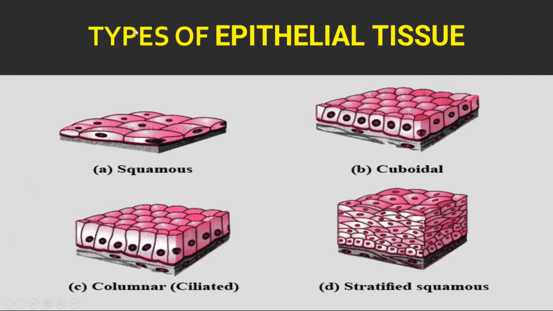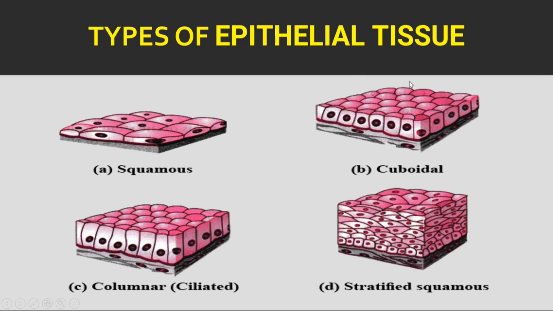Before that, let's know about the types of epithelial tissue. One type is the squamous epithelial tissue. The second type is the cuboidal epithelial tissue. The third type is columnar epithelial tissue, and the fourth type is stratified squamous epithelial tissue. So these are the types of epithelial tissues we have shown you by the diagram. So take the screenshot. Diagram drawings mostly come up in the exam.